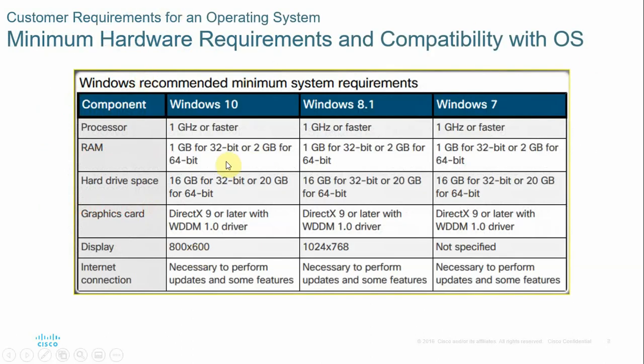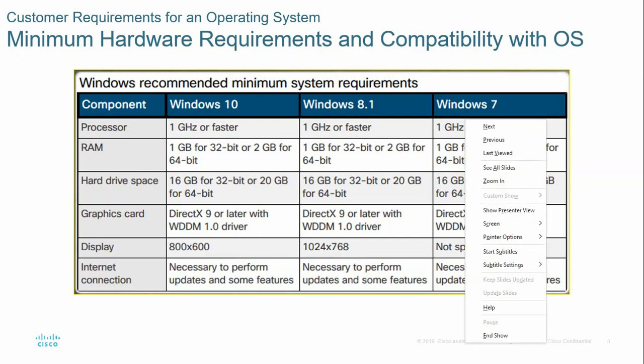This is just your difference between Windows 10, 8.1 and Windows 7. What are the minimum hardware requirements and compatibility with the OS? So what is the processor? 1 gigahertz for all of Windows 7, 8.1 and 10. And what is the minimum requirement of RAM? It should have a minimum of 1 GB of RAM. If you see my system, it has 4 GB of RAM.